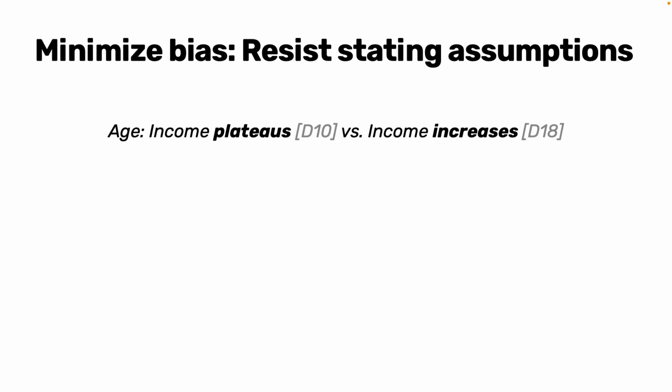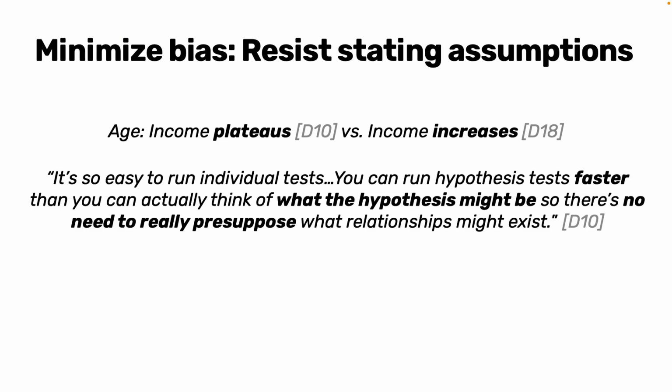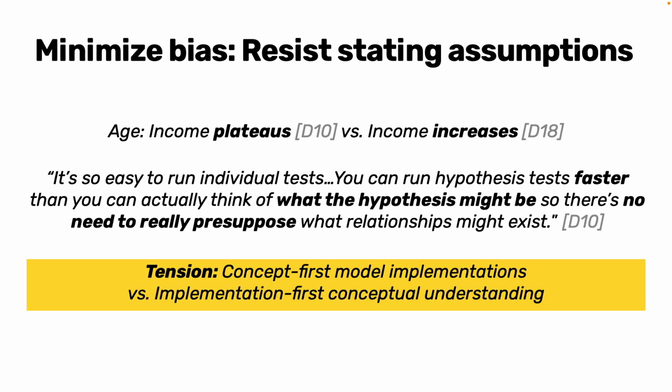When probed a little further, one participant described how it's so easy to run individual tests. You can run hypothesis tests faster than you can actually think of what the hypothesis might be. So there's no need to really presuppose what relationships might exist. Interestingly, from the same observation, we might think that because statistical tests are so easy to run, it's more important that we state our assumptions and our hypotheses a priori.